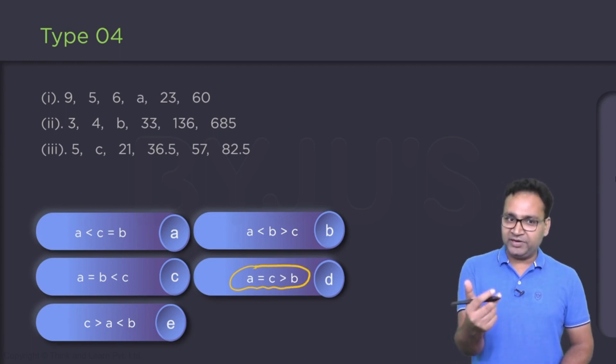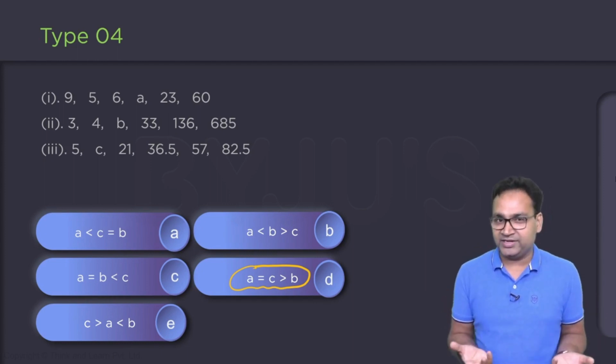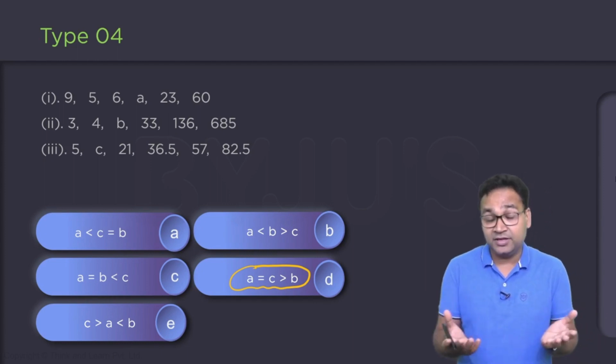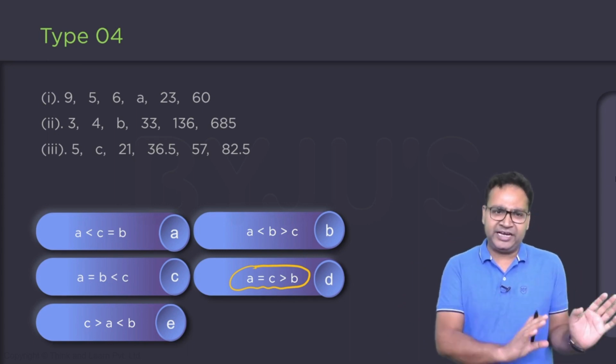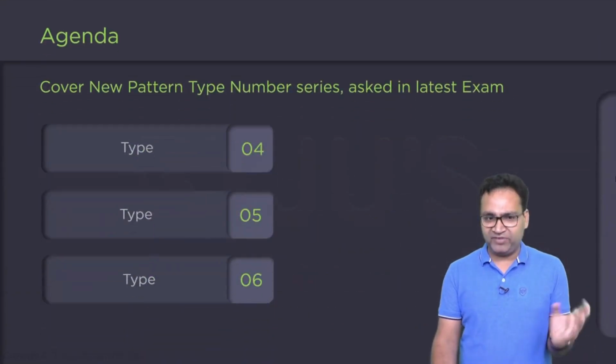Although without completing the third series, I could have answered the number series question. It is quite possible in the exam. So I think you are fine with type 4. Let's look at type 5 now.